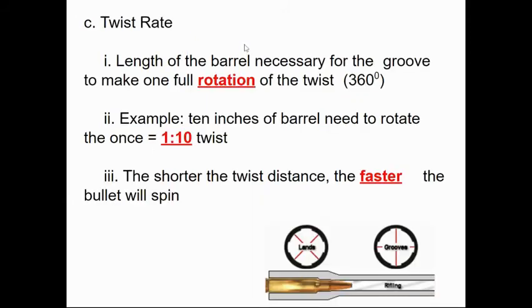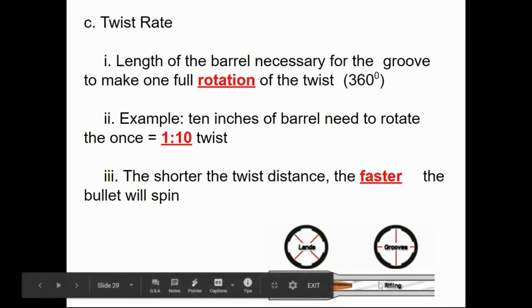The twist rate is the length of the barrel needed to make one full rotation of twist. So you're going to spin that bullet one whole turn, 360 degrees. For example, if I needed to spin that bullet once in 10 inches, that would be a 1 to 10 twist. The shorter the distance, the faster the bullet is going to spin. Now, notice here at the bottom that the bullet is fitting into the barrel nice and snug.